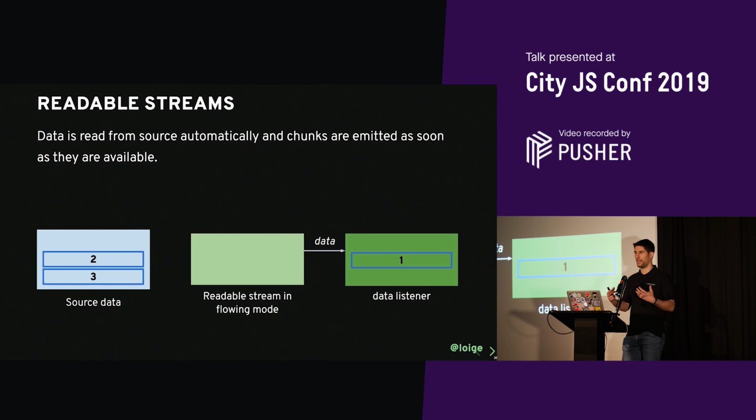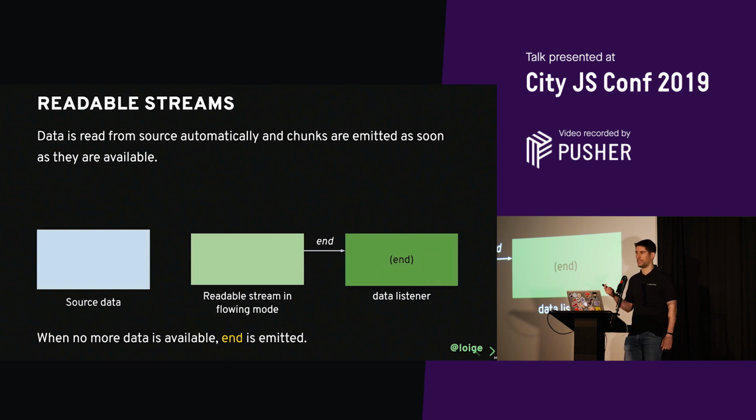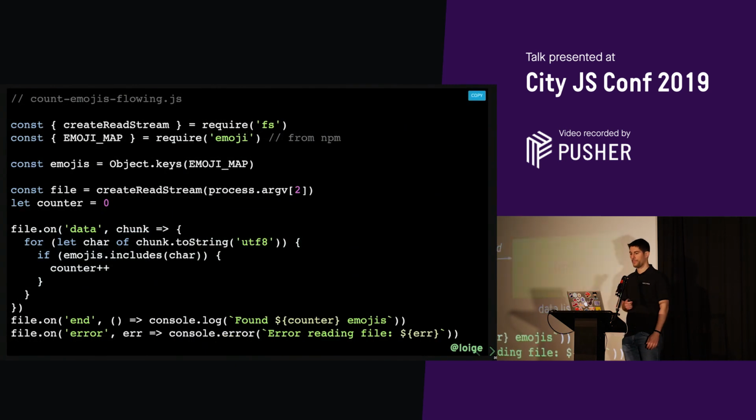So inside the data event, you will have all the data for that specific chunk. And this will go on and on and on until all the data is consumed. And at that point, there is another event that is called end that is sent to the data listener to indicate that all the data has been consumed from source.